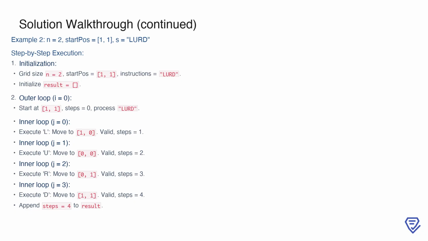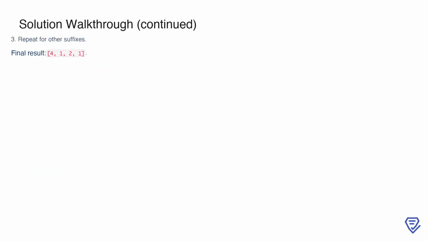Then, R moves us to 0, 1, which is valid, so the step count increases to 3. Finally, D moves us back to 1, 1, resulting in a total of 4 valid steps for this suffix. We append 4 to the result list. For the remaining suffixes of the string lurd, we repeat the same process, starting from 1, 1, each time and evaluating the instructions step by step.